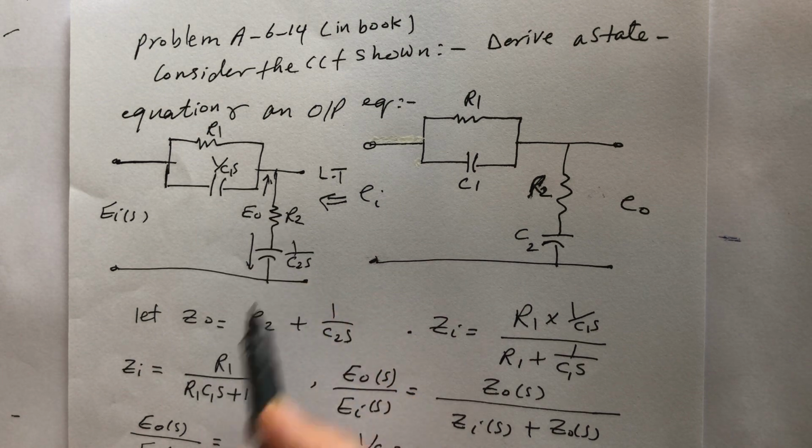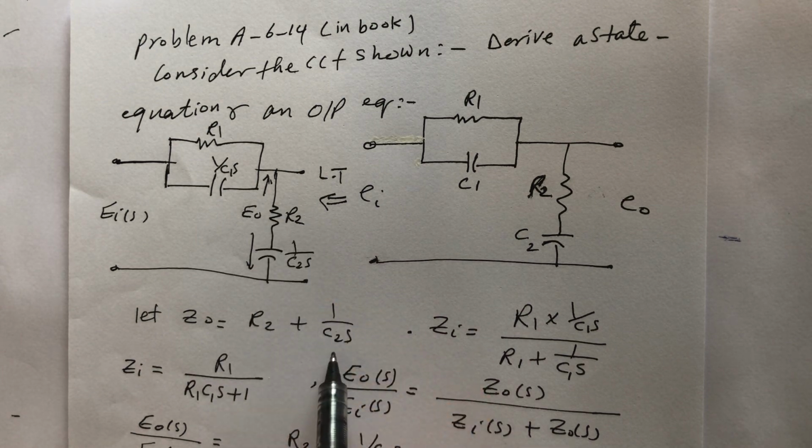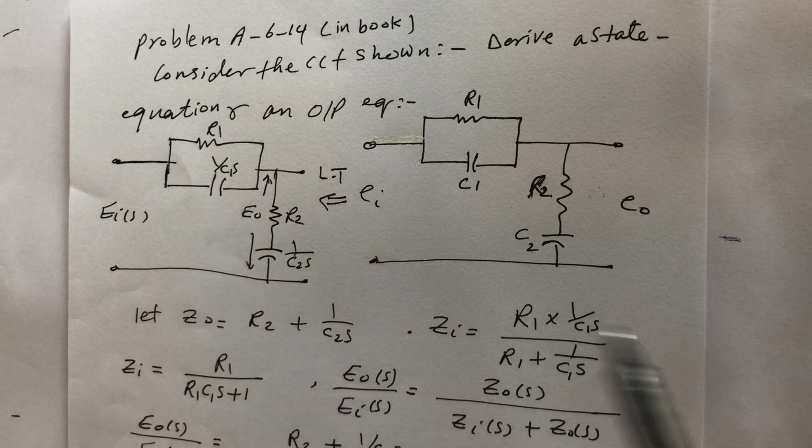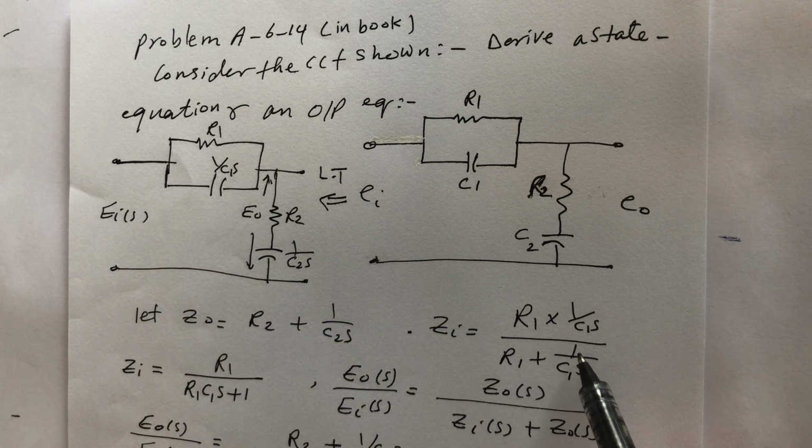So Z out equals R2 plus 1 over C2S. Zn equals those two in parallel, so it equals R1 times 1 over C1S, over R1 plus 1 over C1S. So Zn equals R1, take the C1S down, it equals R1 over (R1 C1S plus 1).